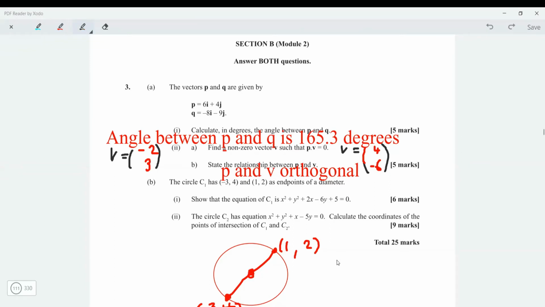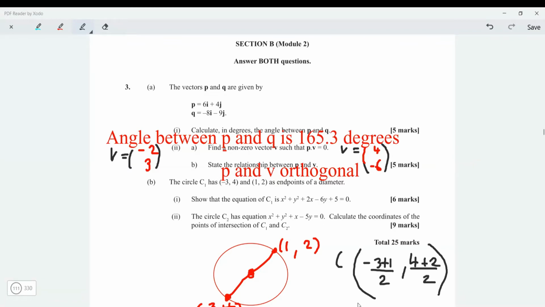So the center of the circle is going to be the midpoint. To get the midpoint, it is just minus 3 plus 1 divided by 2. That gives us the x mid. The y mid is 4 plus 2, and we divide that by 2. That will give us the y midpoint.